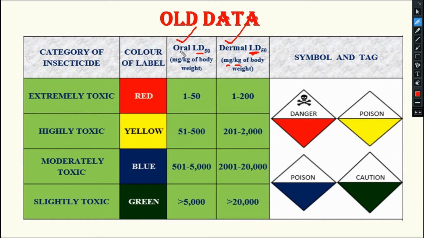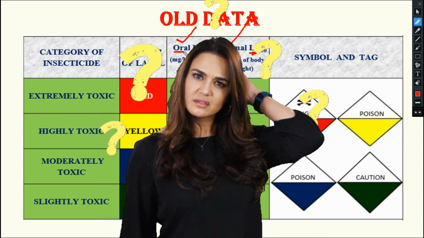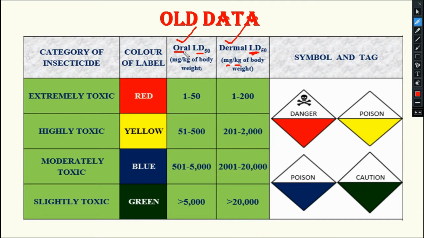What do you mean by oral LD50? It is the amount of toxicant required to be ingested, or fed upon by the test animal, which will kill 50% of the test animal. That means it will be consumed. What is dermal? The amount of toxicant required to kill 50% of the test population that enters through the skin of the target organism or target animal is known as your dermal LD50 value.